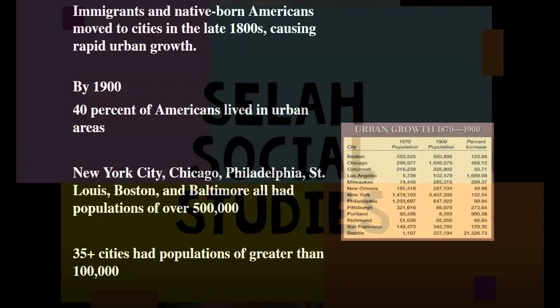Only 20 years later, roughly 40% of Americans lived in urban areas or cities. Cities like New York City, Chicago, Philadelphia, St. Louis, Boston, and Baltimore all had populations of over 500,000 people. And there were over 35 cities in the United States that had populations greater than 100,000. Now, these statistics are more impressive when you remember that only 30 years earlier, there were only about 6,500 Americans living in California. Now, there are cities boasting populations more than states.